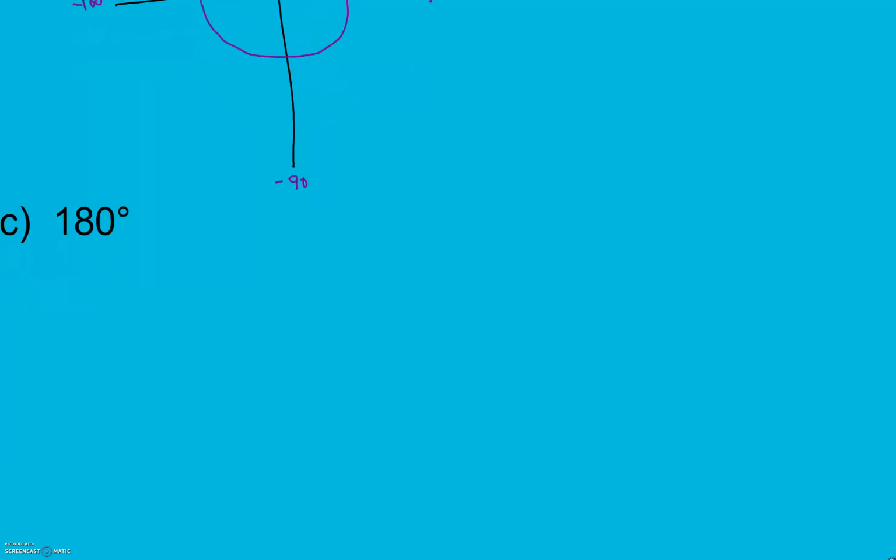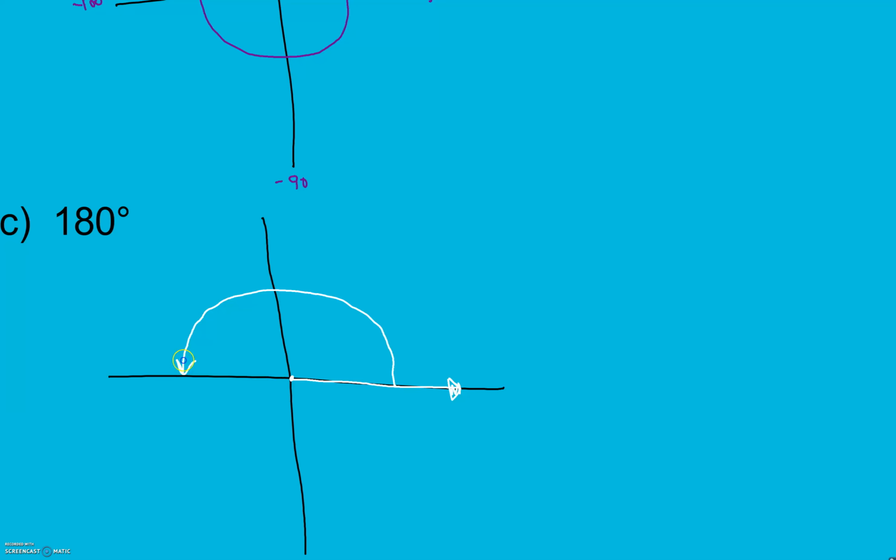180 is a straight angle. So we start on our initial side. Because it's positive, we go counterclockwise, and we end up here. Okay, we have 90. We have another 90, which gives us 180. So this is 180 degrees.